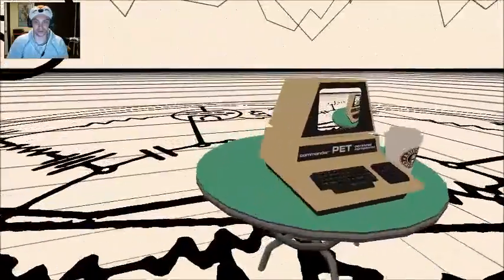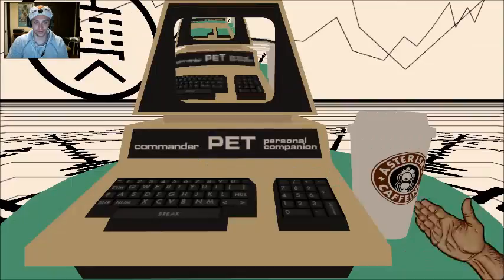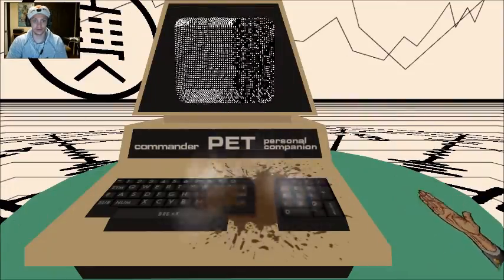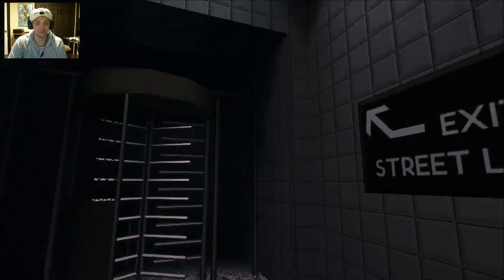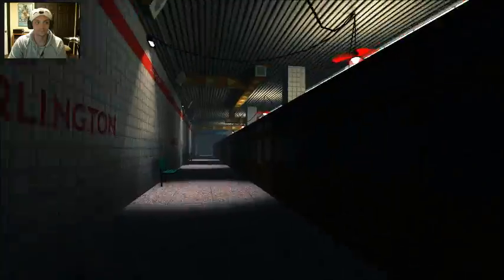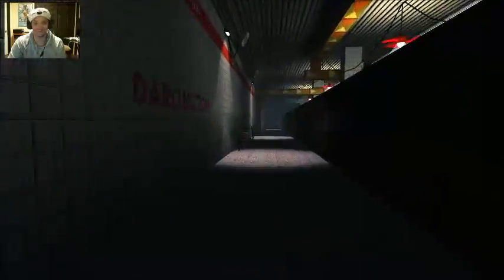Is that a computer terminal? Whoa. Computer terminalception, if you didn't see back there on the screen. Well, now it's broken. But if you didn't see back there on the screen. Okay, now we're back to the beginning. This is odd.